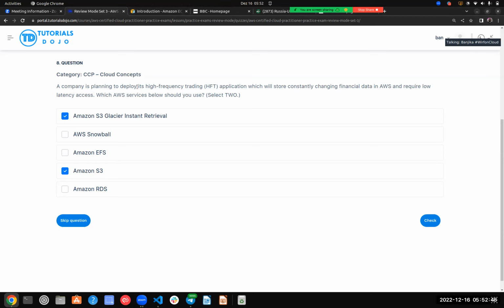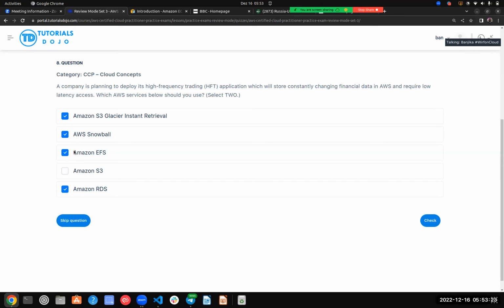Now remember that constantly changing financial data. A and E, sorry. Okay. The key thing here is constantly changing financial data. Yeah. Any other thought? Me, I'll go for A and B. I'll go for Silas, A and C.